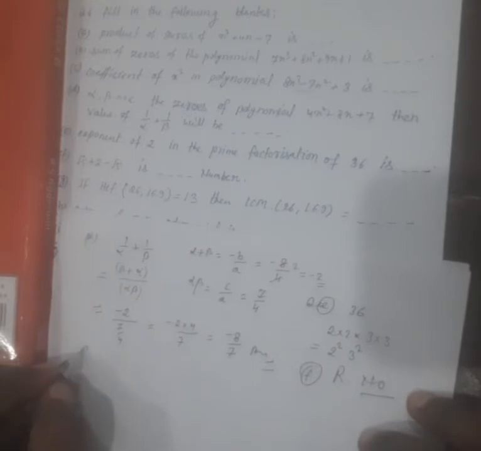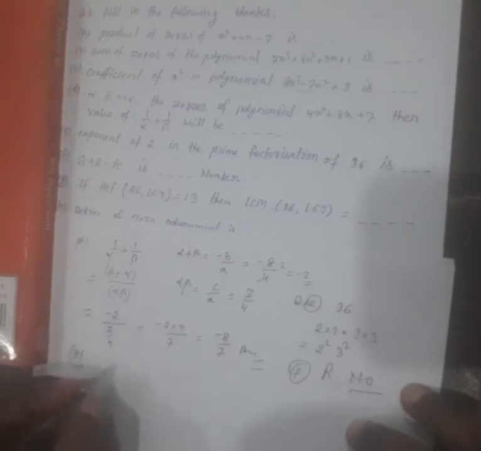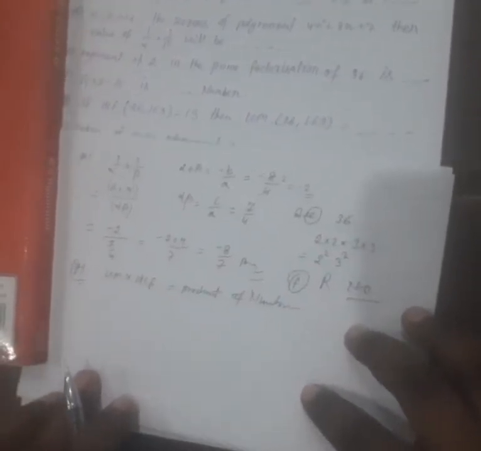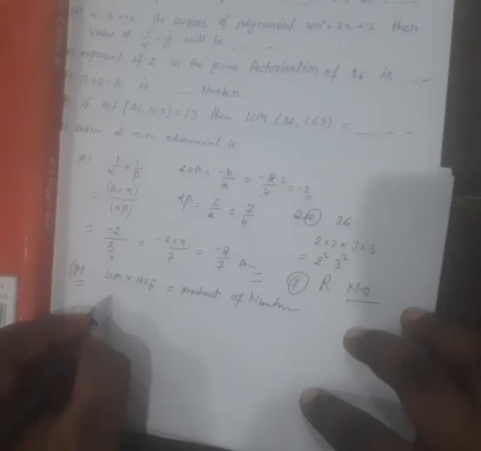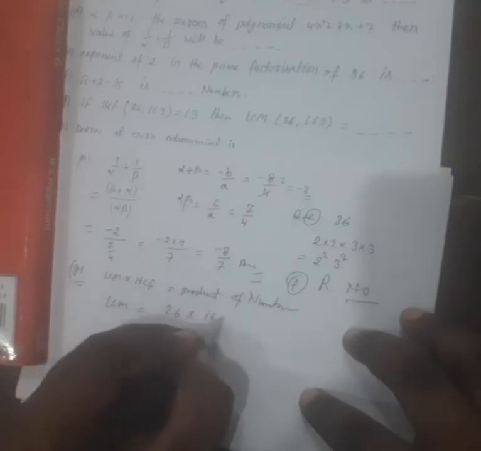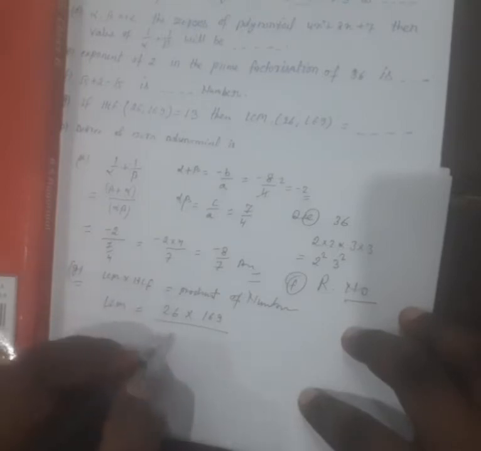Moving to the next question, G. See in this G question, the HCF of 26 and 169 is 13, and we have to find the LCM. For the G question we know a very important formula: LCM into HCF is equal to product of numbers. So for this, the LCM we have to find is the product of numbers, one number is 26 and another number is 169, divided by HCF. So HCF is 13.